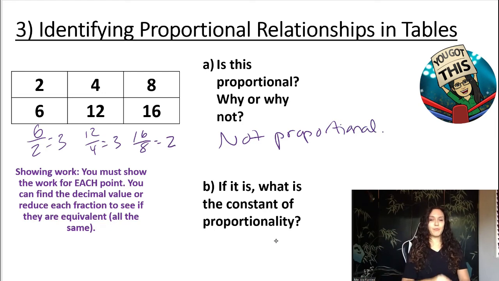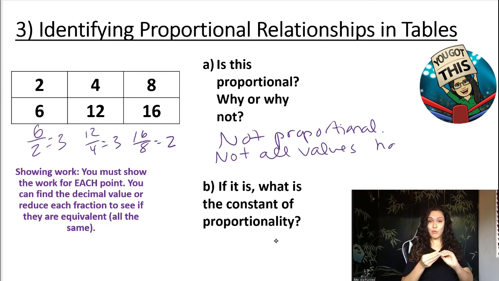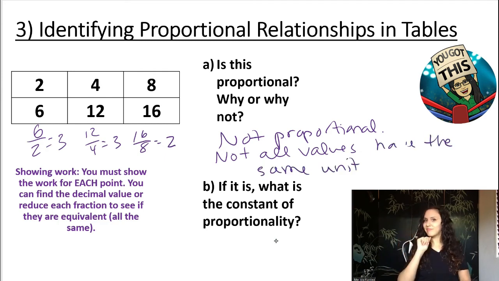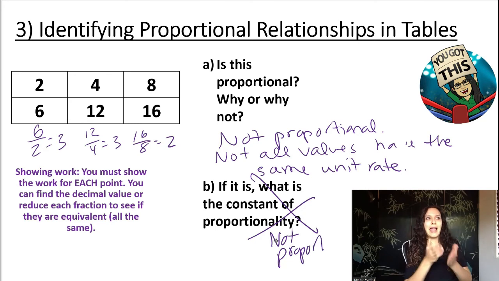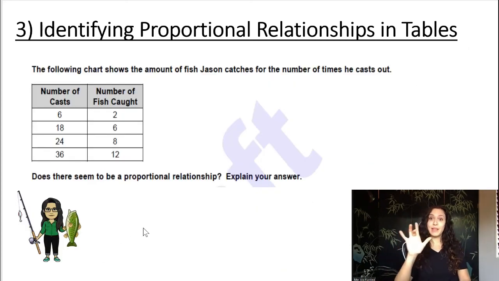Why? Not all values have the same unit rate. If it is, what is a constant of proportionality? It's not. So I'll just write not proportional. Okay, this was kind of a trick question. All right, go ahead and try this one. Press pause after this, try this one, and then come back. Go ahead, press pause.